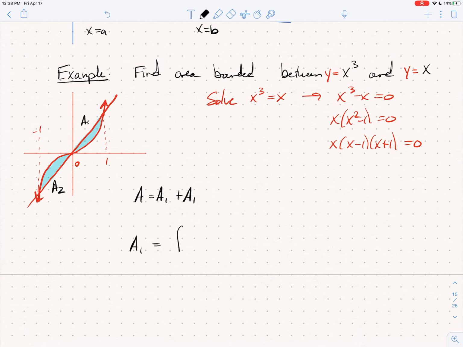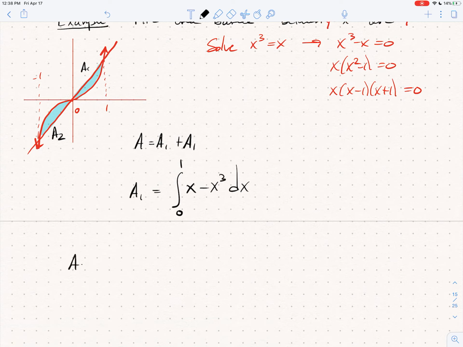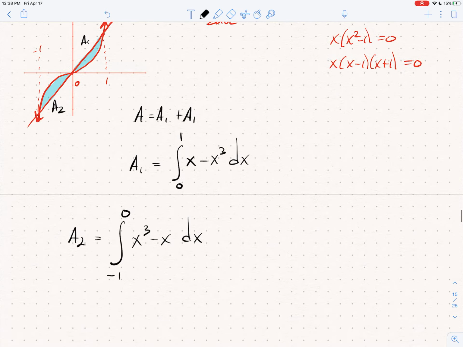The a1 area is going to be the integral from 0 out to 1 of the top curve, which is just x, because that's the curve that's on top here, y equals x, minus the bottom curve, minus x cubed dx. That's area 1. And then area 2 is going to be the integral from -1 to 0 of the top curve, which is actually x cubed in this case, minus the bottom curve, x. And so we end up with these two things.